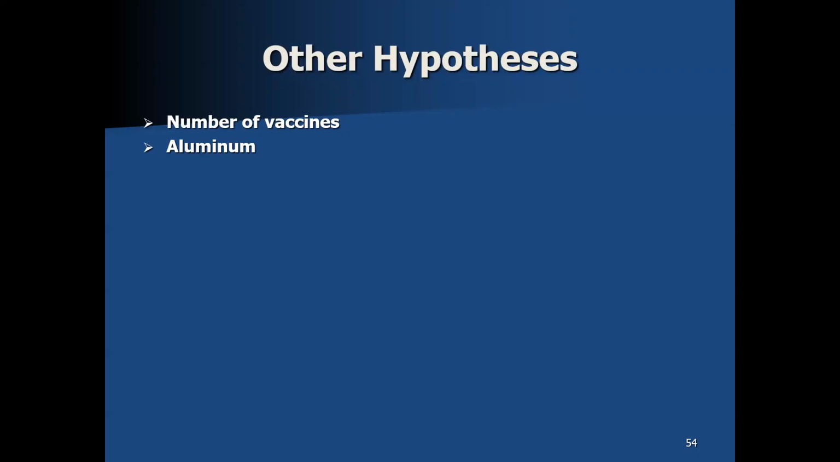Others have focused on the aluminum in some vaccines as a potential cause of autism. Yet the amounts of aluminum used in vaccines are small in comparison to other exposures to aluminum, such as in breast milk and infant formula. Aluminum in vaccines has not been implicated in any infant or childhood health problems.